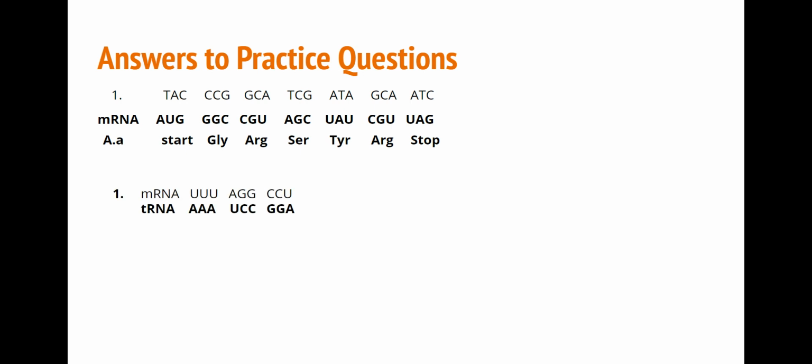The second question asked you to take the mRNA given to you and find the associated tRNA. So again, it's essentially the complementary strand. U's pair with A's, A's pair with U's, C's and G's, right? So UUU becomes AAA, AGG becomes UCC, and so forth. So those were just what they looked like there.